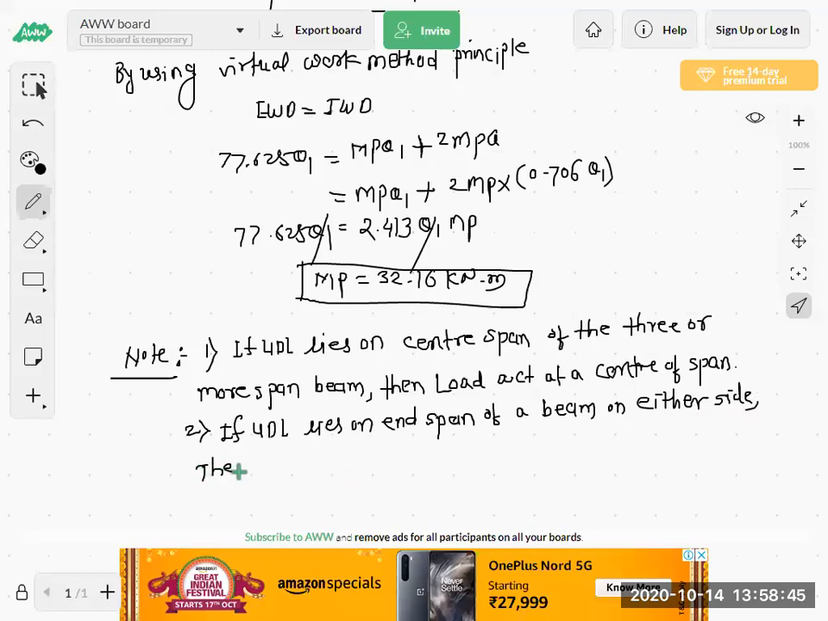Comma, then load is acting at a distance 0.414L from end support.